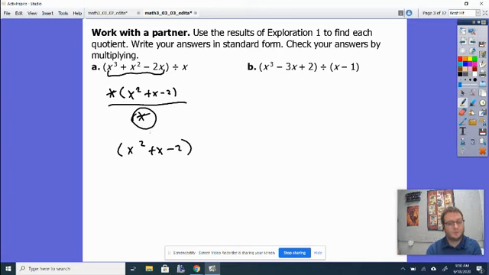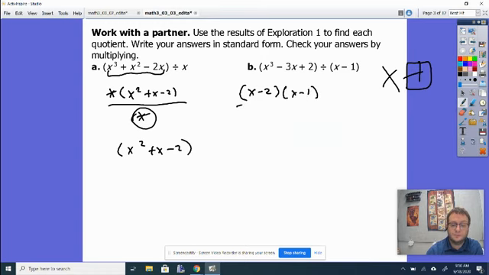Okay, using the same idea over here, now I do need to factor this, and I'm just going to do this for you guys today, but we would use diamond and box here. But it's going to factor into x minus 2, x minus 1. And that's all over x minus 1. So I can cancel here as well, and I'm left with x minus 2.